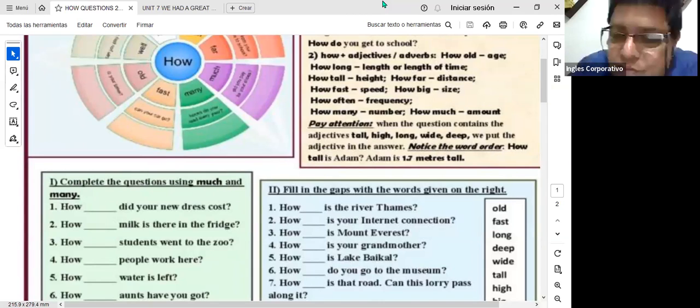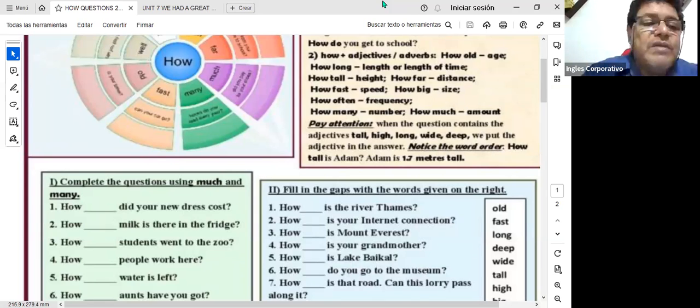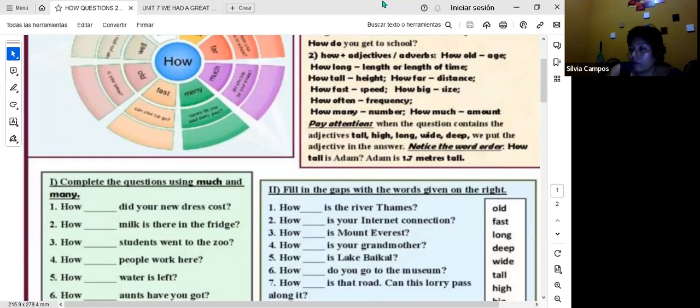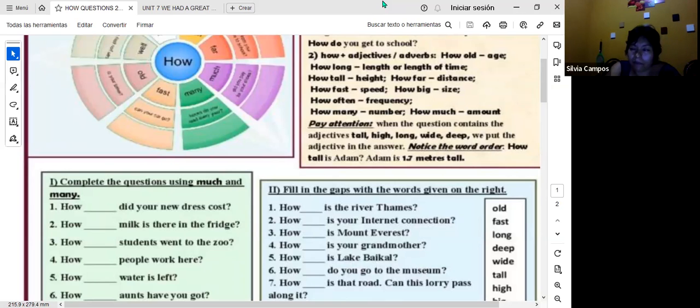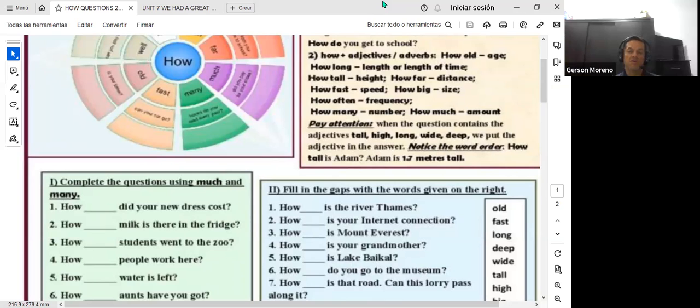But in a general sense, remember, liquid, you say, how much milk is there in the fridge? You can say there is 1 gallon, there are 2 bottles of milk. But in general, how much milk is there in the fridge? How much milk, for example? Teacher, is it similar for sugar? Yes, the same.